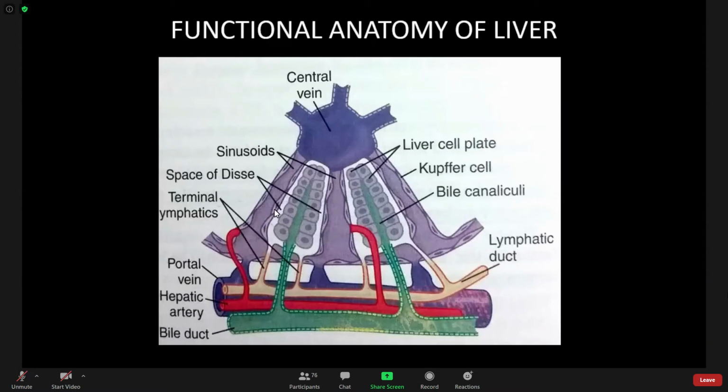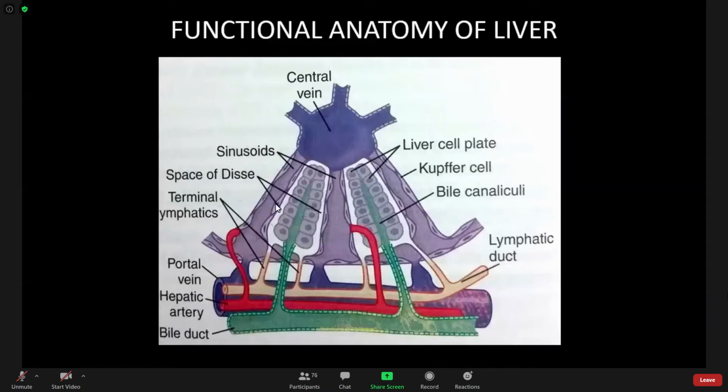That is the Kupffer cell. It lines the liver sinusoids. Again, let's see it. Venous blood collected from the GIT by the portal vein opens into the liver sinusoids. And these liver sinusoids are lined by typical endothelial cells and Kupffer cells.